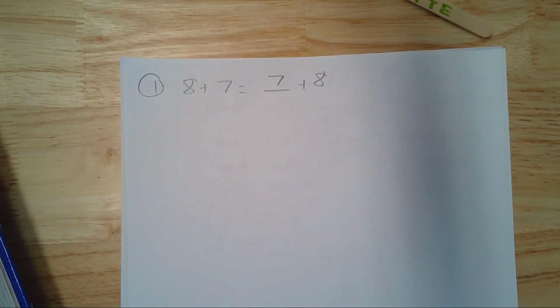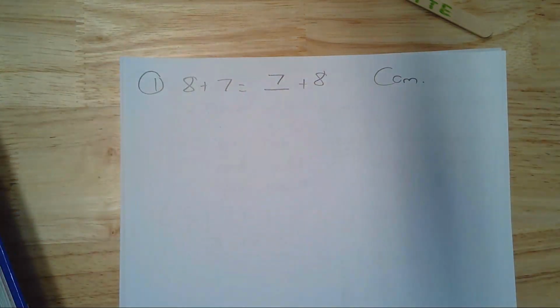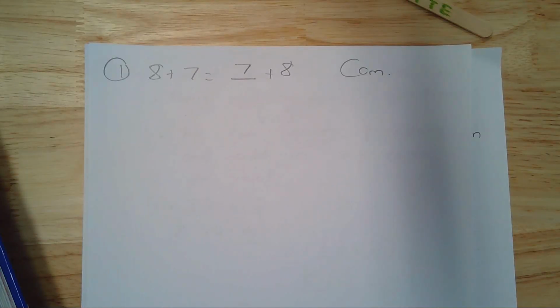Now, which of those 3 properties did I use? Did I use the commutative, the associative, or the identity property? Right. So I just write commutative there, because the order doesn't matter. Just like I said, 1 plus 2 plus 3 is the same thing as 3 plus 2 plus 1. 2 plus 5 is the same thing as 5 plus 2. The order that I add things does not matter.